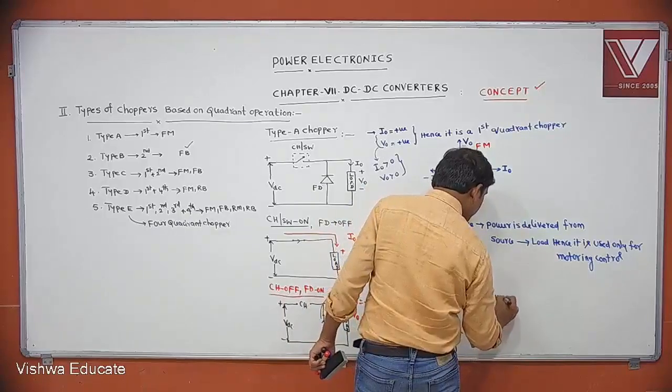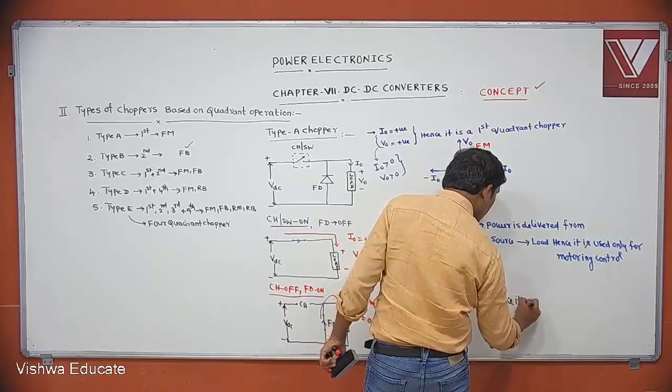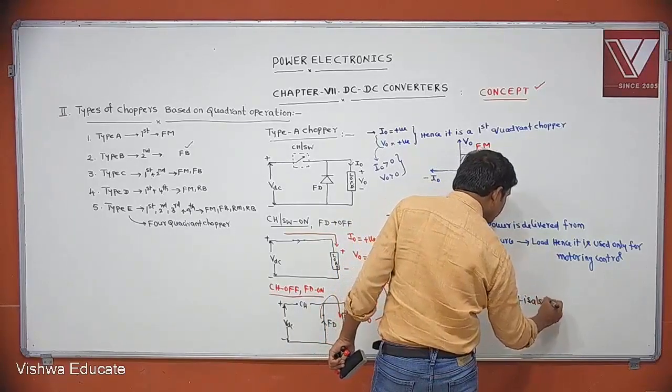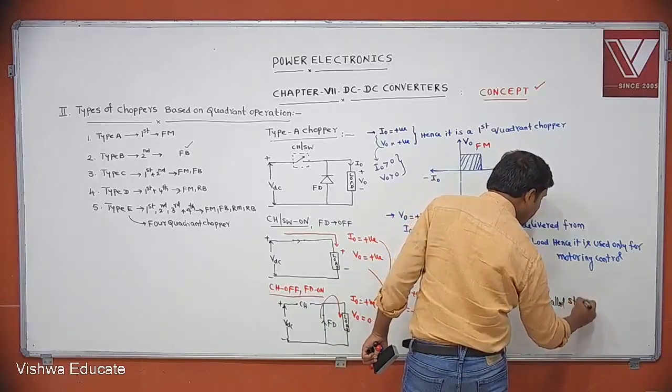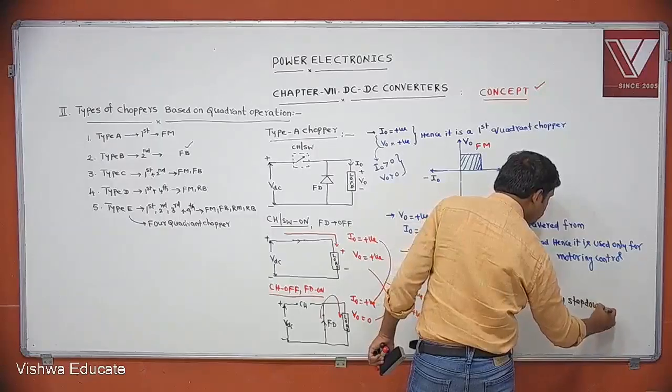Hence, it is also called step down chopper. Type A chopper is also called step down chopper.